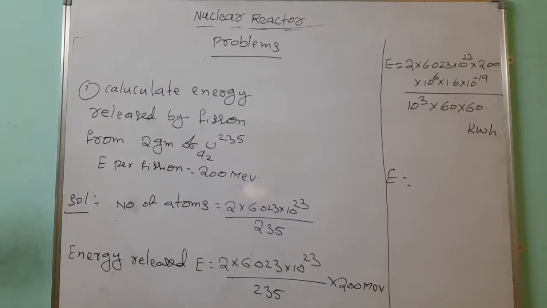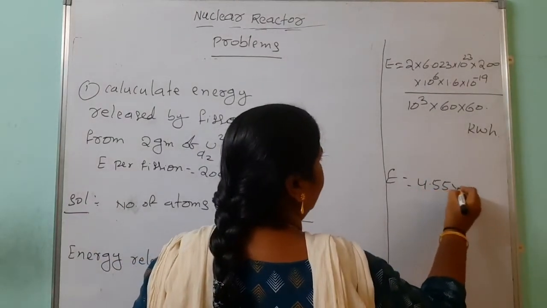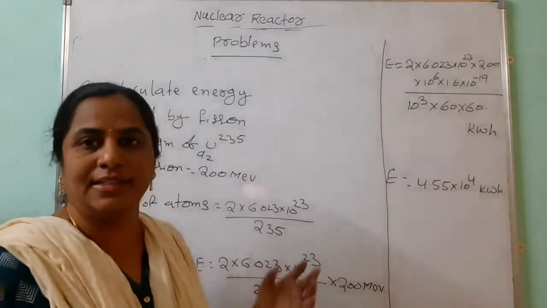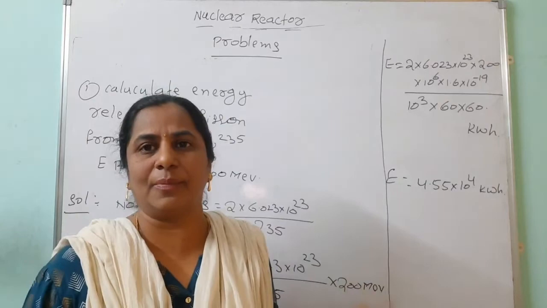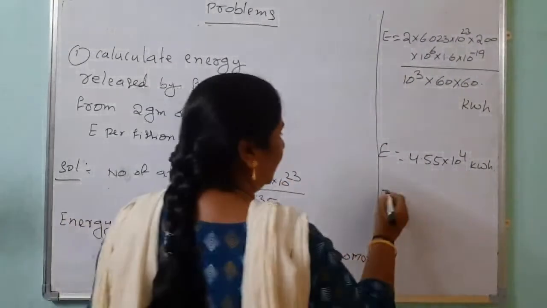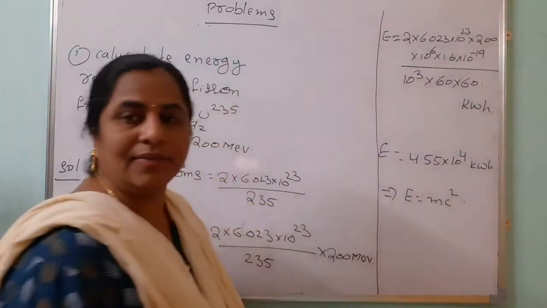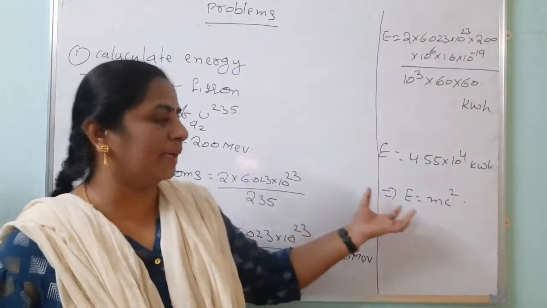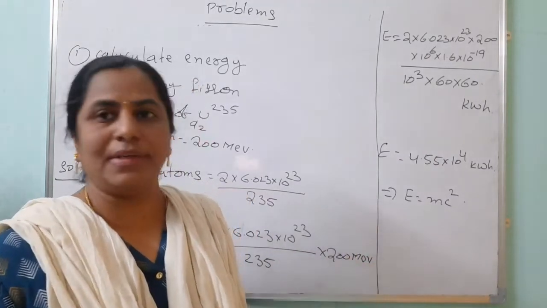Our final answer is 4.55 into 10 to the power of 4 kilowatt hour. So this is the energy, this is the combination problem. Don't be afraid of such problems. Sometimes they give, find the energy, E equals mc square. If you want to express it in million electron volts, we multiply by 931.5 million electron volts. So these are the combination problems.